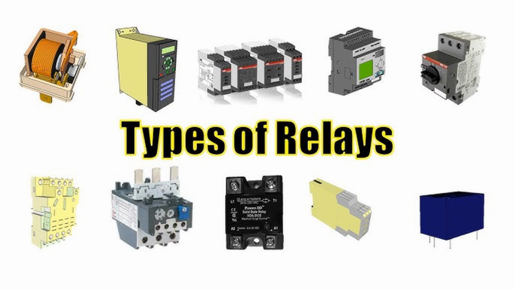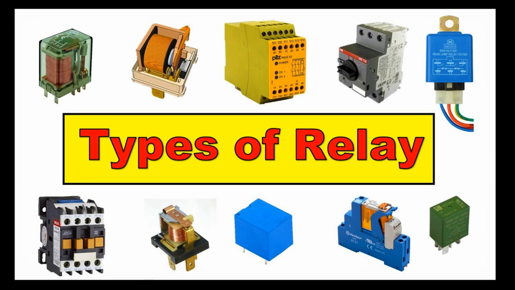A polarized relay is a type of electromagnetic relay that responds to the polarity of the control signal. This relay has a permanent magnet in its structure, which makes it sensitive to the direction of the current flowing through the coil. Because of its reliance on polarity, a polarized relay is typically used in applications where the direction of current matters, such as in telecommunications, signaling, and specific control circuits.